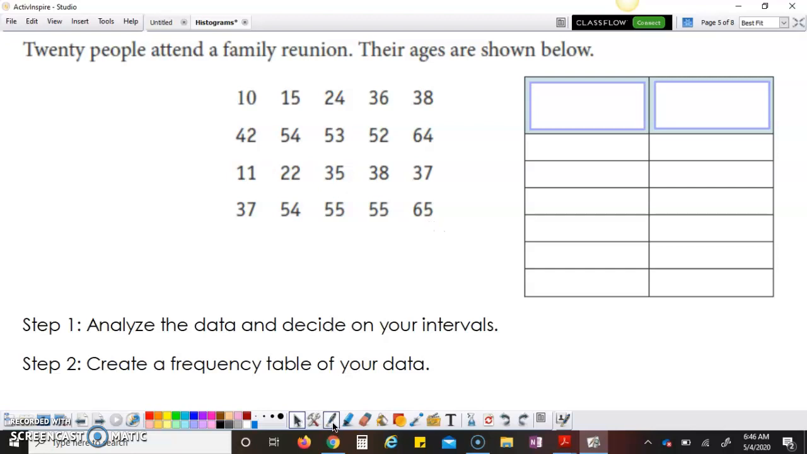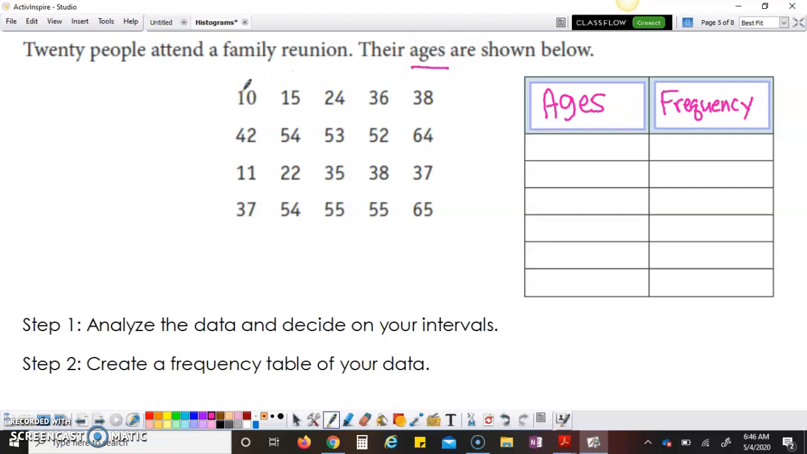So here's how you're going to make a frequency table. It looks like this. It's got 2 sides because we've got your ages, which is going to be the intervals that we're going to be tracking. And then we're going to have the frequency or how many times those particular ages occur, okay? So we've got ages and frequency.